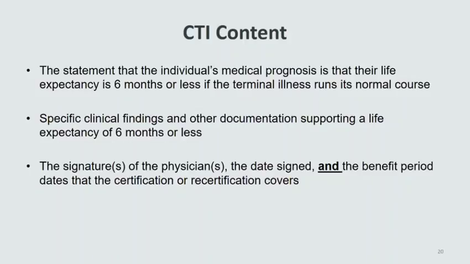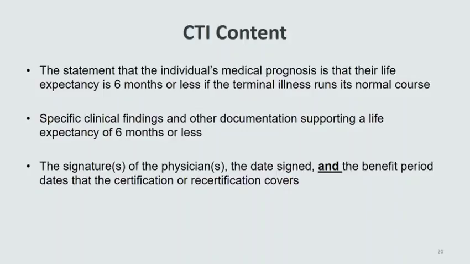Okay, so the CTI has to contain a statement that the individual's medical prognosis is that their life expectancy is 6 months or less if the terminal illness runs its normal course. Pretty straightforward. Usually don't have a problem with that because it's an actual pre-printed statement on the form.